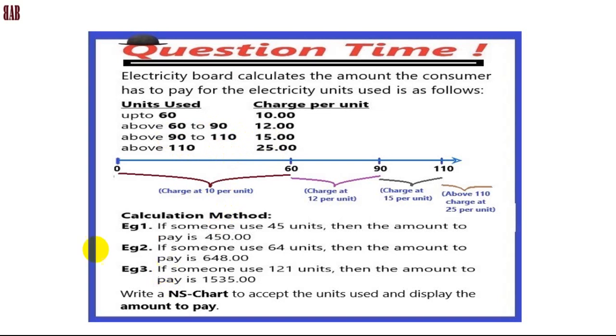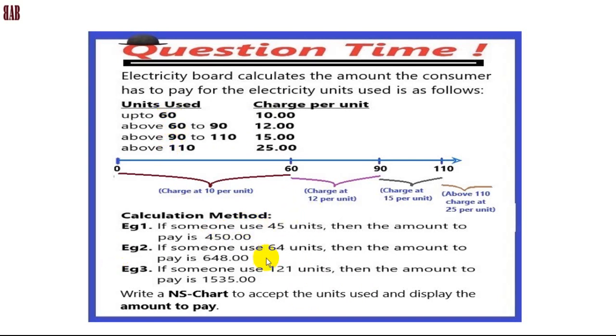In the example, if a customer or consumer uses 45 units, it comes under the first slab, up to 60 units. Then the 45 units that the consumer has used will be charged at 10. So 45 into 10, 450 has to be paid. A similar calculation will be done for anything up to 60.